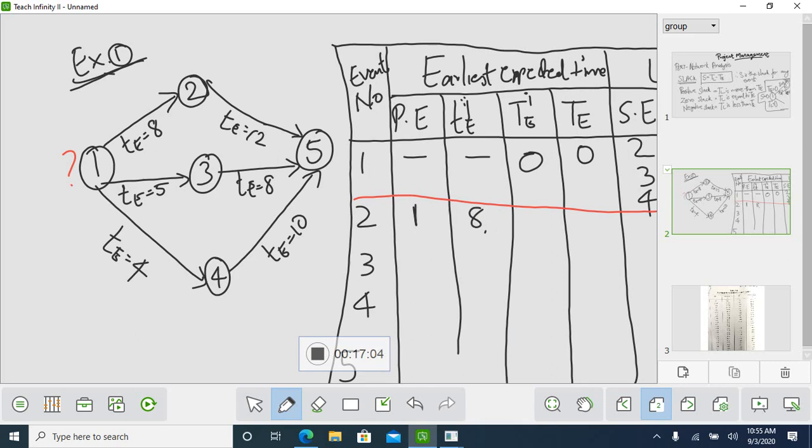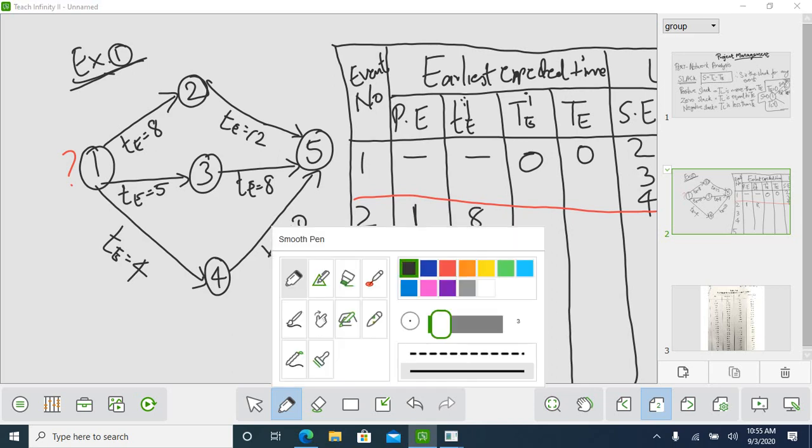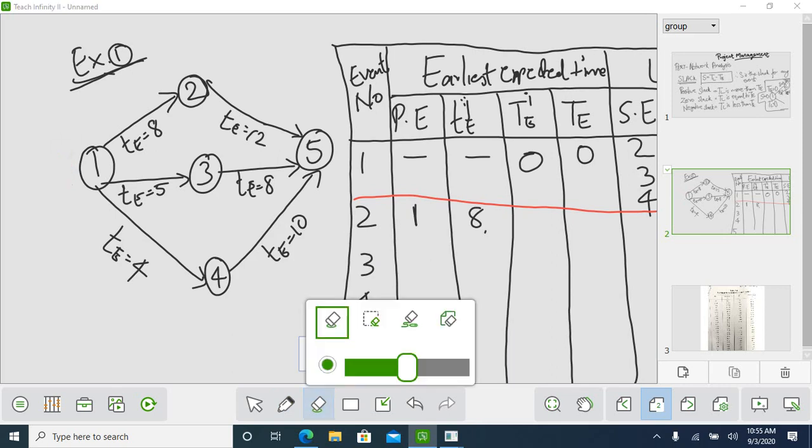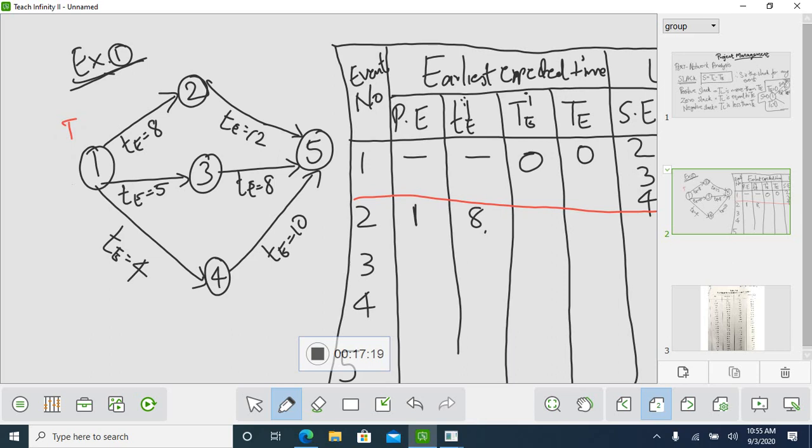So 1 to 2, your TE is 8. So here you will be calculating all T, first make a note T. So here 0, and you will be calculating here 8. So 0 plus 8, what is your earliest expected time? That is 8. So 0 plus 8 is 8. So final is 8.